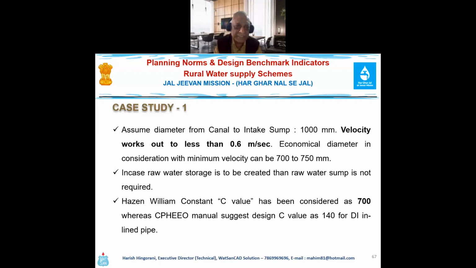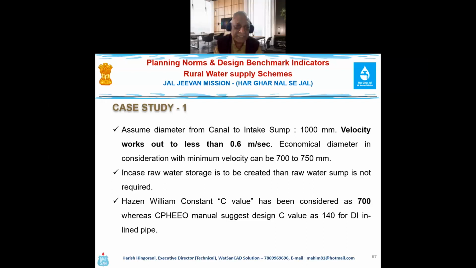Assuming the diameter of the canal intake, in the design it has been 1000 mm and the velocity was at least 6 mm. We have gone for the economical diameter consideration with the velocity. The diameter could have been reduced to 700 to 750. It is a huge cost saving. In case raw water storage is to be created, then the raw water sump is not required.